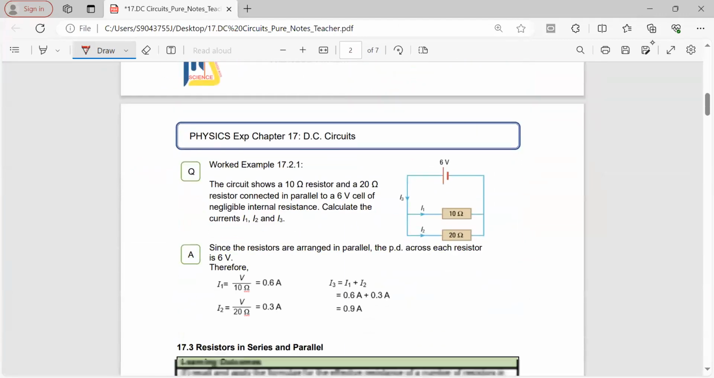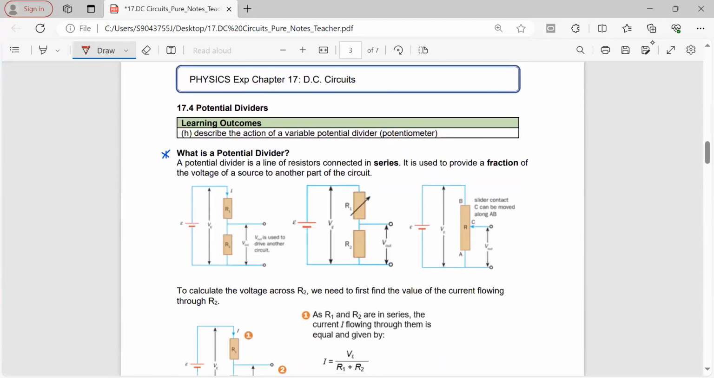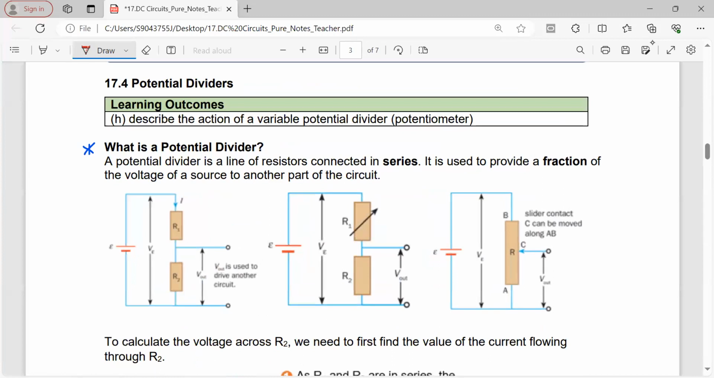Okay, now let's move on to the next part. Potential difference. What is a potential divider? It's a line of resistors connected in series to provide a fraction of the voltage to the source or another part of the circuit. That is for something like a fan, or even when you want to control a light bulb or a spotlight, and control the intensity of the light bulb or spotlight.